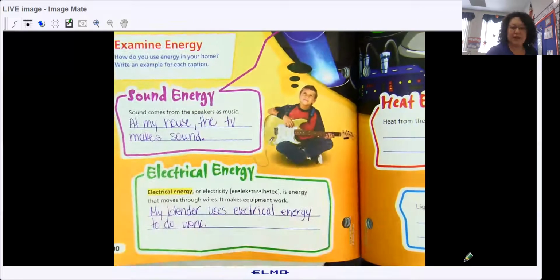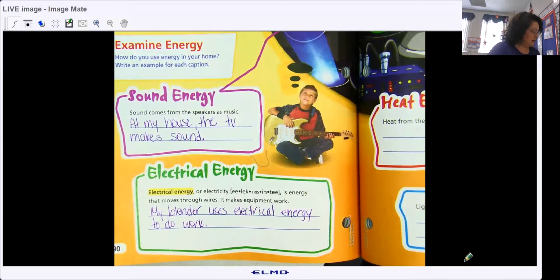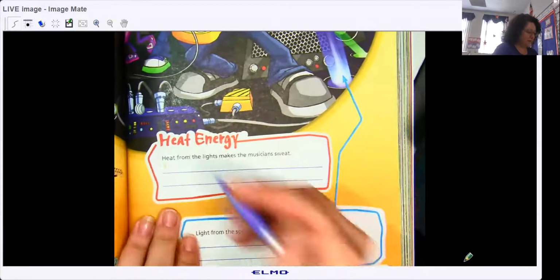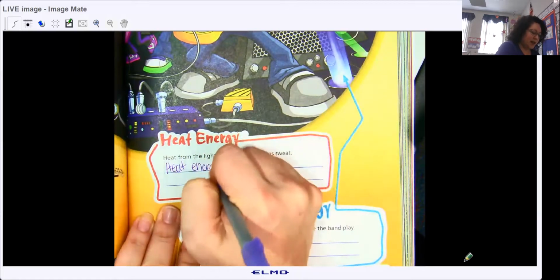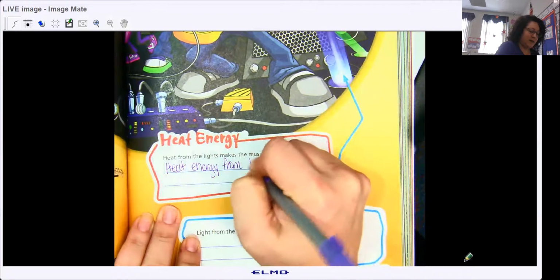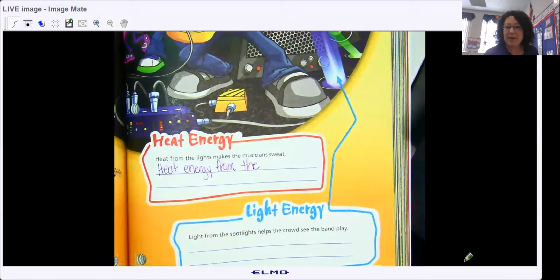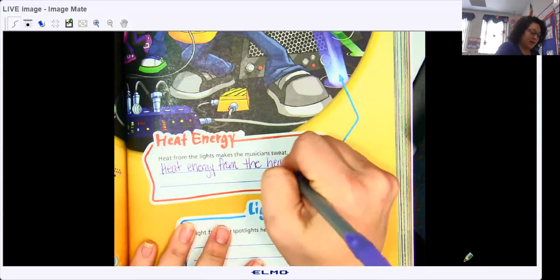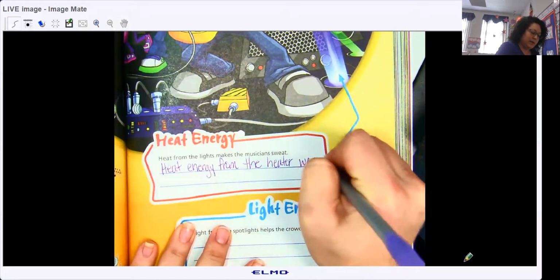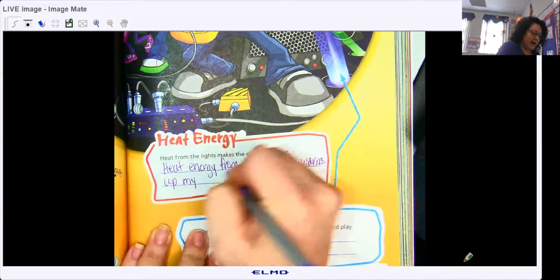Now we've got heat energy. Heat from the lights makes the musicians sweat. What is something in your house that produces heat energy? Heat energy from the heater. Think about in the wintertime when you were cold a few months ago. It warmed up the house, didn't it? That comes from heat. Heat energy from the heater warms up my house.